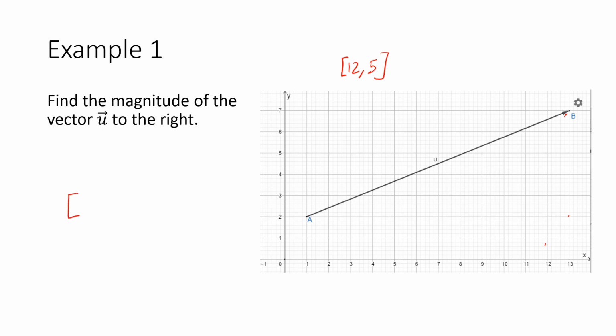The magnitude of vector u will therefore just be the square root of 12 squared plus 5 squared. That's the square root of 169, and the square root of 169 is 13.